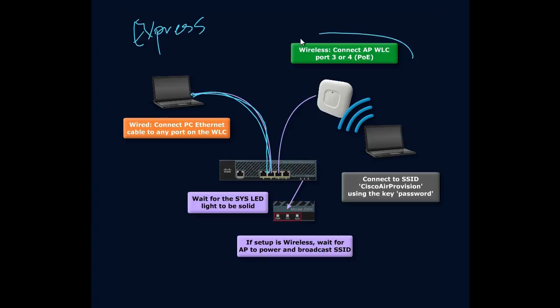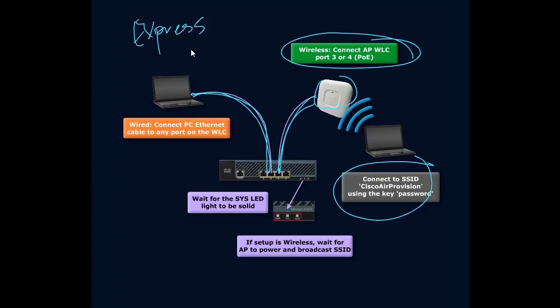Wireless, we can connect an AP to the wireless LAN controller over port 3 or 4, and over either one of those ports, have wireless access. So now we can use Cisco Air Provision, use the key password, and then we can set up the actual AP. Now, if we're using this wireless method, we have to wait for this wireless access point to get its power, to boot, to complete its service. So there's a lot that needs to take place there before we're able to connect. But this is a fast method in order to connect.